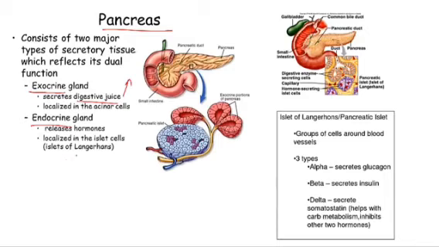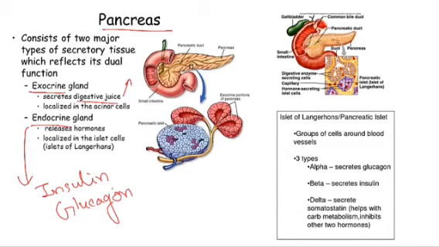So let's look at it. This is a large gland, but it's a kind of mixed gland. It's not only an endocrine gland, it's an endocrine and exocrine gland. Two major hormones are secreted by the pancreas as an endocrine gland. One is insulin, another one is glucagon. These are the two hormones secreted.